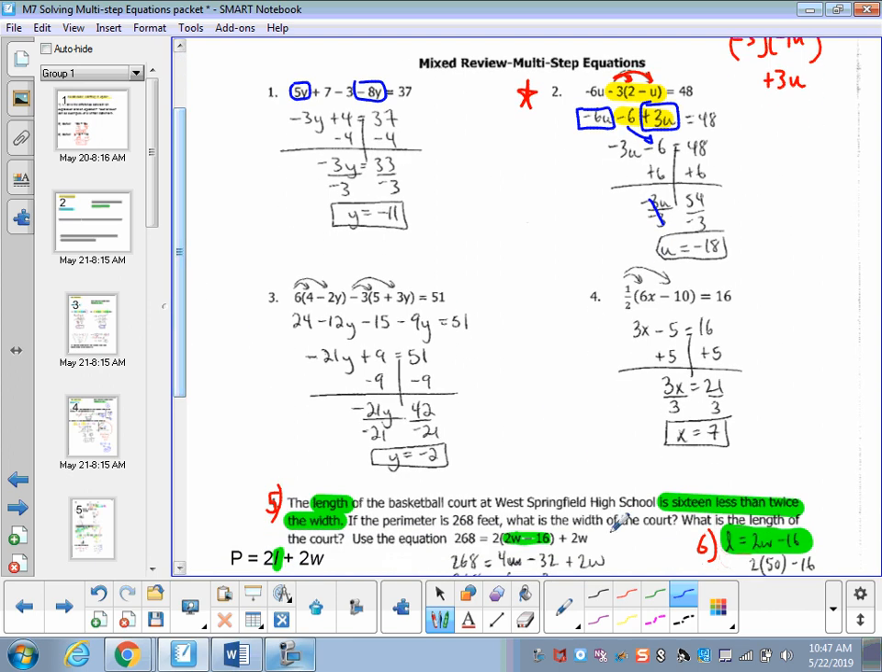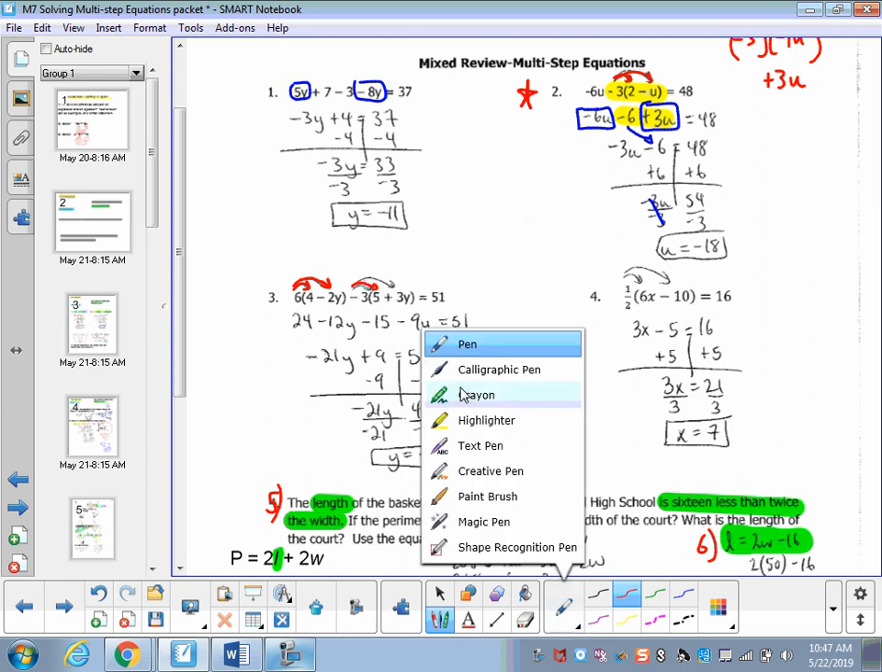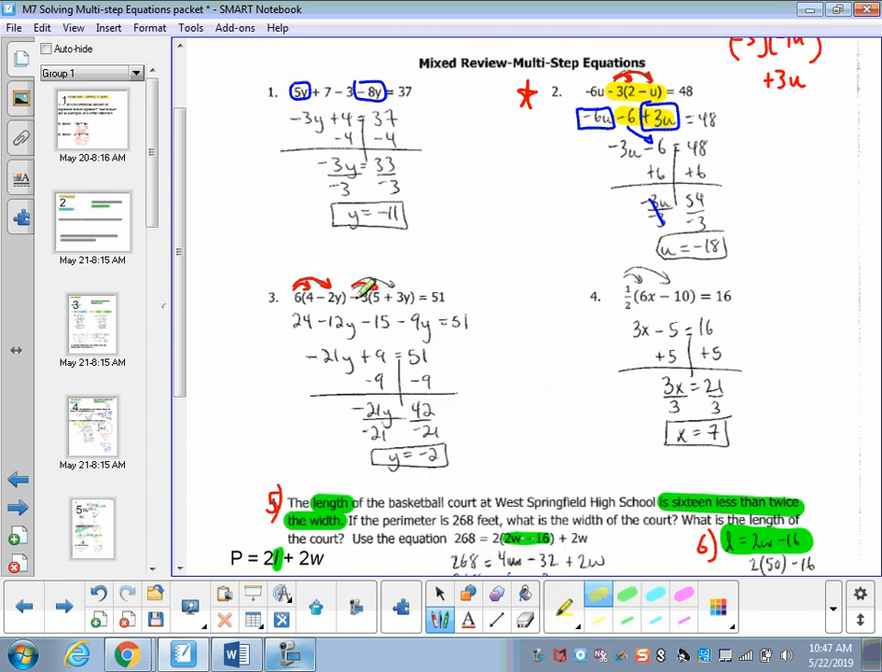Alright, for number 3 here, we actually have to distribute twice. So a 6 gets distributed, 6 times 4 is my 24. 6 times a negative 2 is negative 12, and that's why 6 times negative 2y is negative 12y. Now we have here, we distribute a negative 3. Negative 3 is what's getting distributed, and I'll highlight it here to help it stand out. That negative 3 is being distributed, and that's where I get my negative 15. And then this negative 3 times 3y becomes a negative 9y.